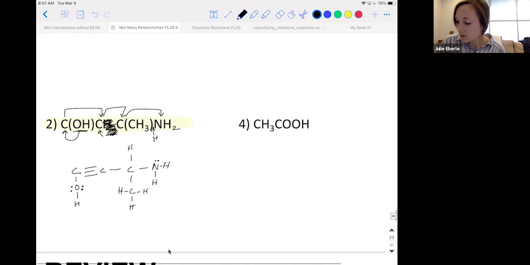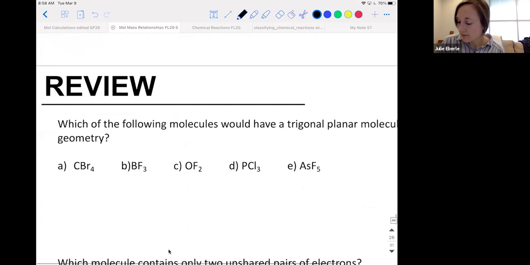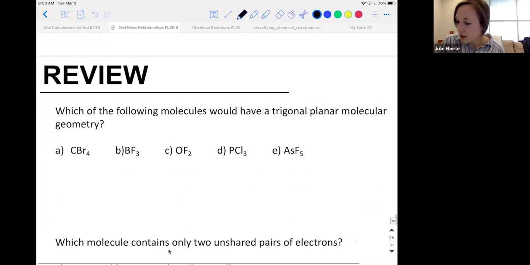Let's move on to geometry, okay? This one should be written correctly. Which of the following molecules would have a trigonal planar molecular geometry? It's been a while since we've done molecular geometry. Trigonal planar is 3 charge clouds.